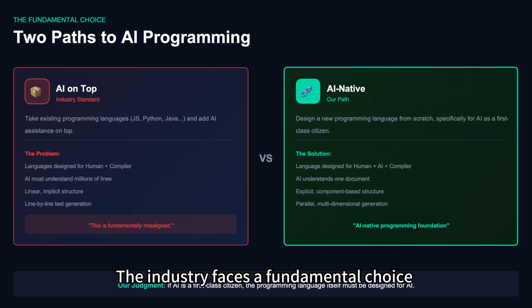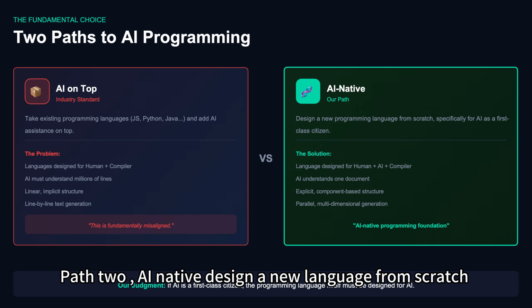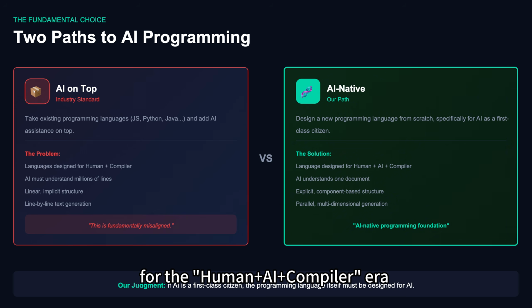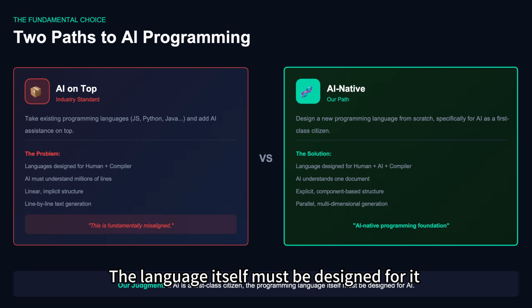The industry faces a fundamental choice. Path 1, AI on top. Polish legacy systems like JS and Python. This is the industry standard. Path 2, AI native. Design a new language from scratch for the human plus AI's compiler era. This is our path. If AI is a first-class citizen, the language itself must be designed for it.